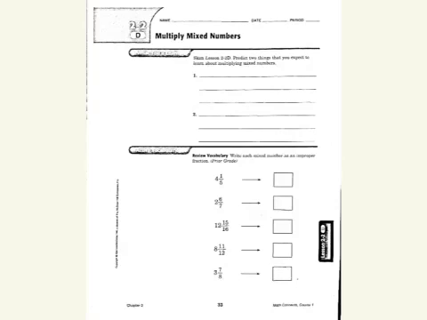You're going to write two sentences. Please write complete sentences explaining what you are going to do in section 2-2D, multiplying mixed numbers.